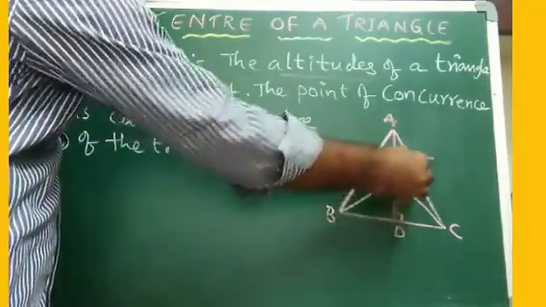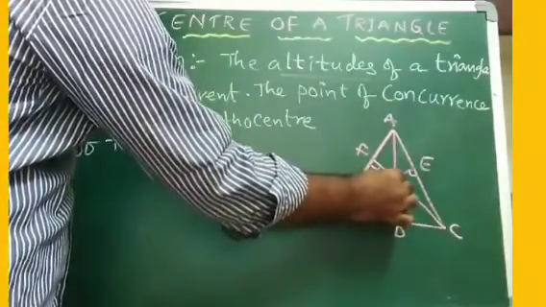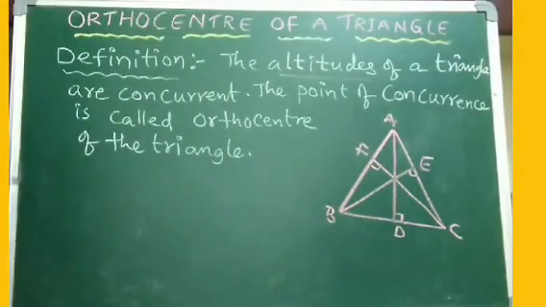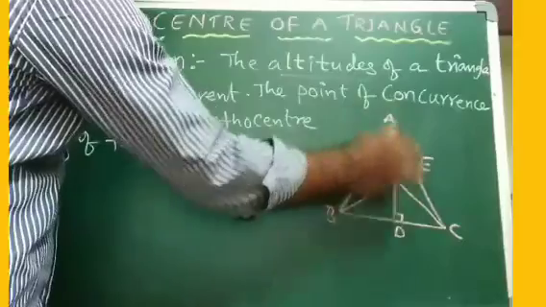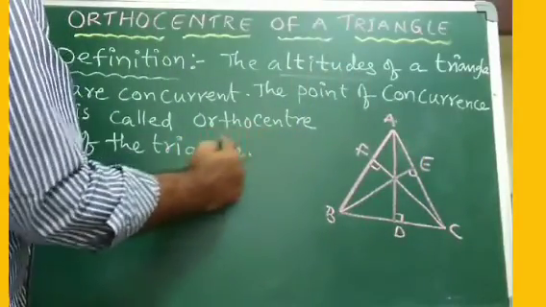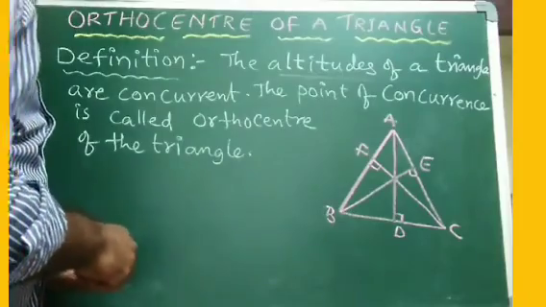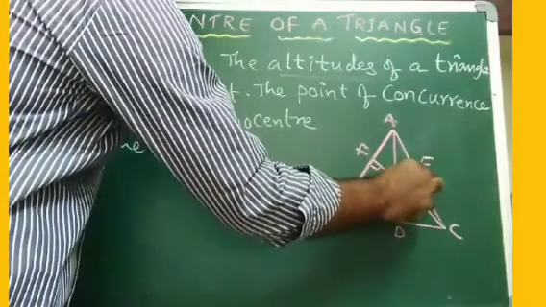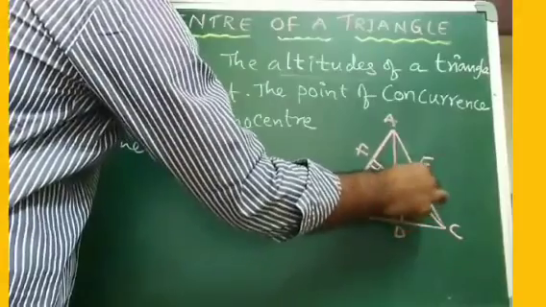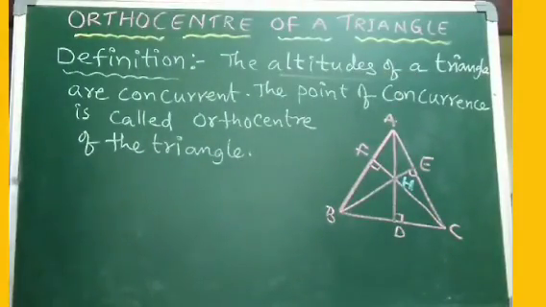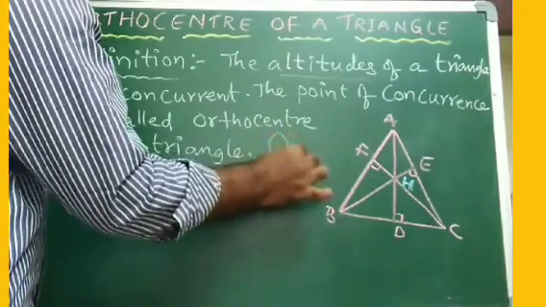Now three altitudes are meeting at a point. In the last class we already discussed that if three or more lines are passing through the same point, then the lines are said to be concurrent lines and the point is said to be the point of concurrence. So the point of concurrence of altitudes is called the orthocenter, and the orthocenter is generally denoted by capital H, and some authors may denote it with capital O also.